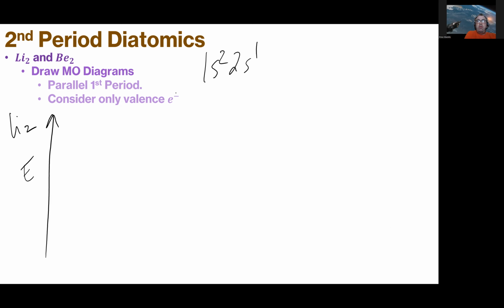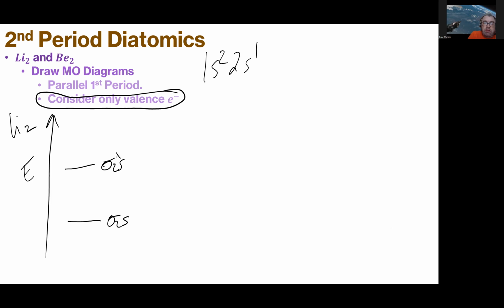Once we get into period 2, we really only consider valence electrons, which is technically what we were doing before, but the valence electrons were all the electrons. So here we can jump ahead and just say, this is a sigma 2s and this is a sigma 2s star. We can do that because the sigma 1s and the sigma 1s star are both full and they both cancel each other out. Dilithium then has one valence electron per lithium, and we have two lithiums, so 1, 2, and that's empty.